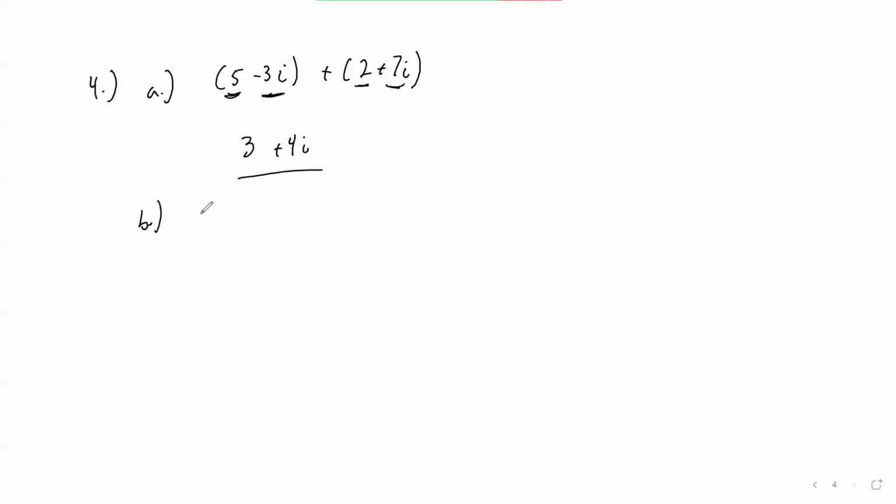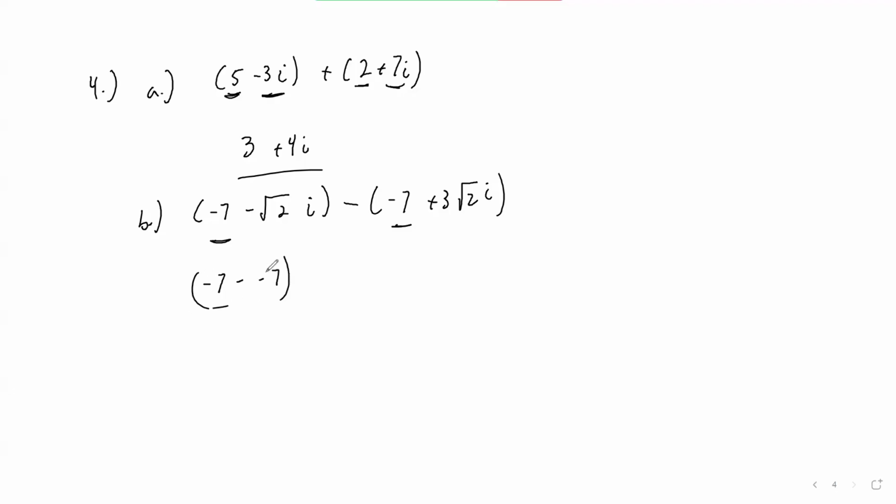Let's look at part B. Negative 7 minus square root of 2i minus negative 7 plus 3 square roots of 2i. So again, I combine like terms. This is negative 7 minus negative 7. So if you have to write that out, do it. Negative 7 minus negative 7. I'm going to write that out as my real part. And then plus, I'm just going to make it a plus, negative square root of 2 minus 3 square roots of 2. And then bring in the i.